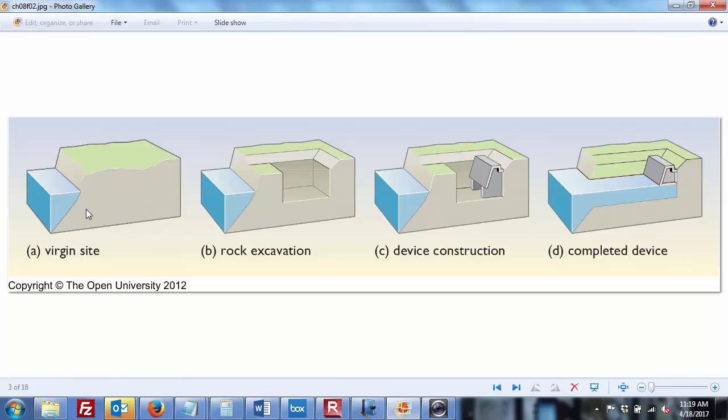Here's the 3 steps or 4 steps. So initially there's what nature looks like. You dig your hole, make your device, and then finally it's completed. So the key being here, let's do the work before we let the water in.